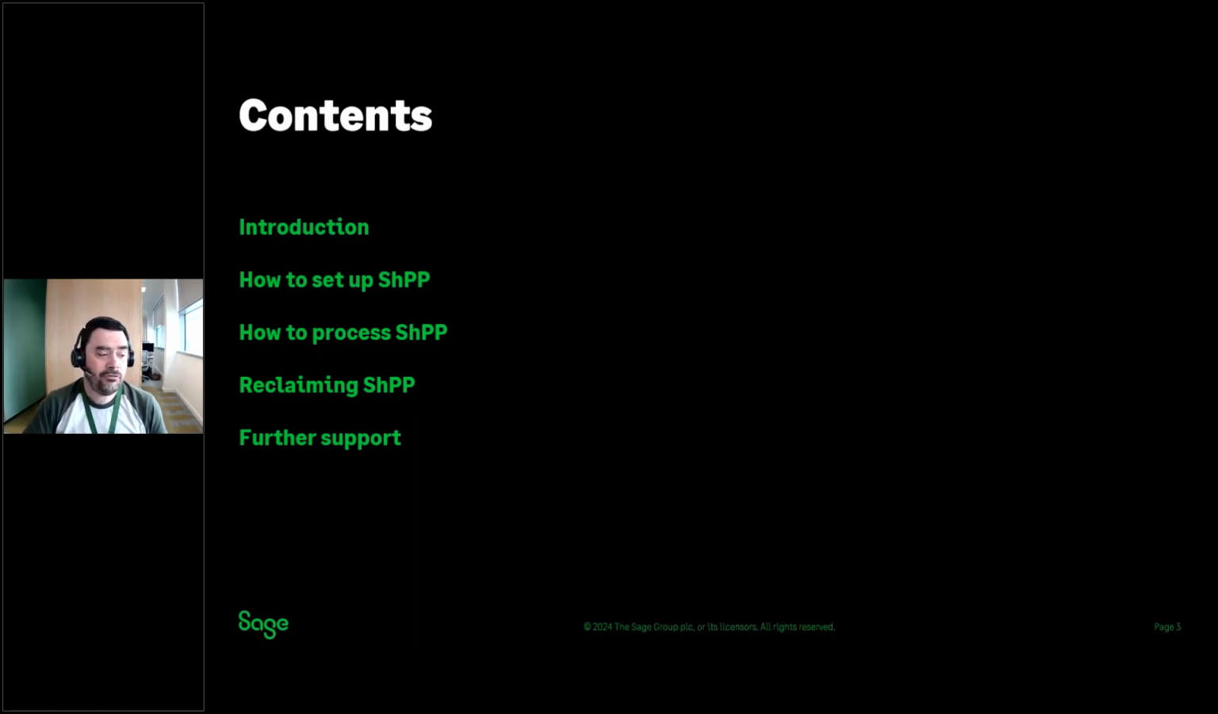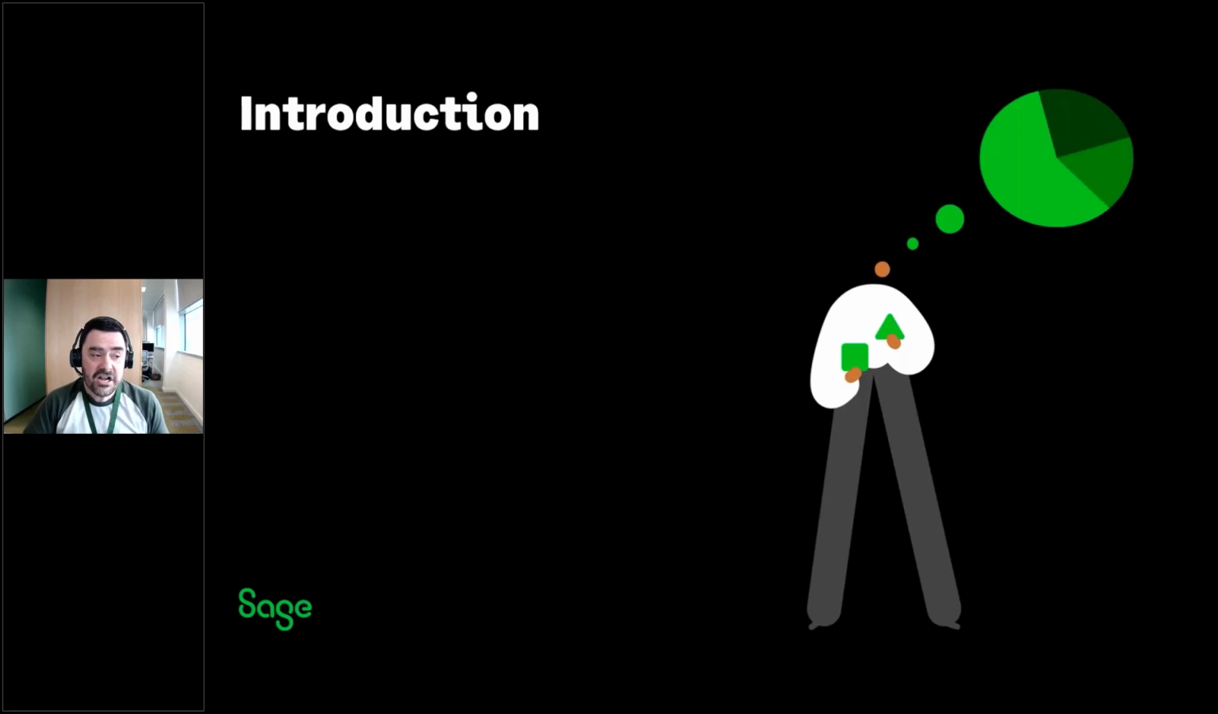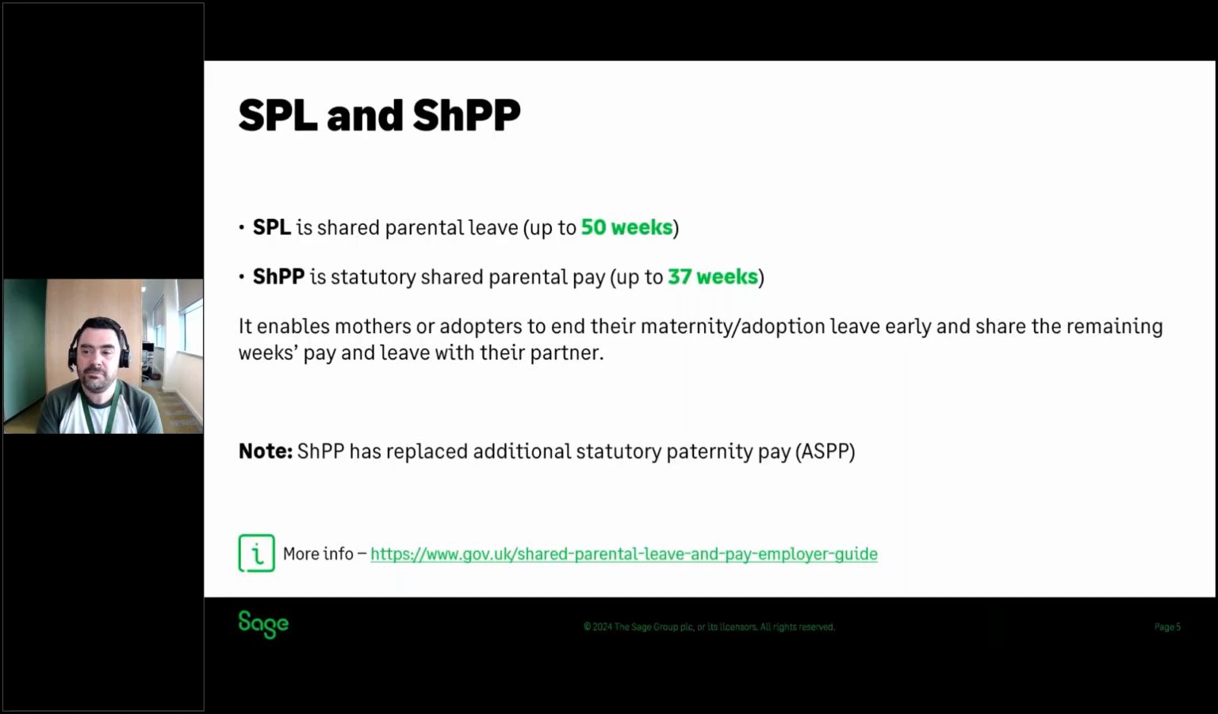So that is what we have in store for you. And we'll get straight on to our introduction to shared parental leave and pay. So two terms and abbreviations to get used to. SPL stands for shared parental leave, and this is an entitlement of up to 50 weeks, depending on when the mother or main adopter decides to curtail their maternity or adoption leave. Whereas SHPP stands for statutory shared parental pay, and that's a paid entitlement of up to 37 weeks.